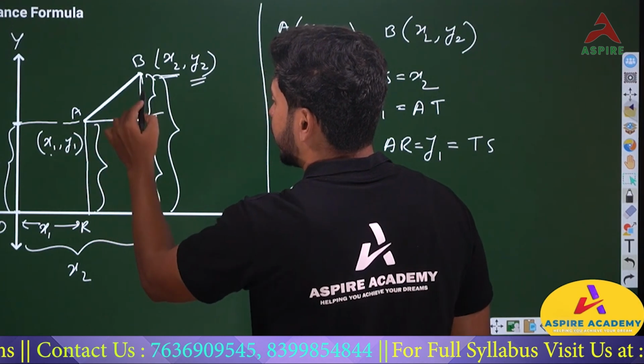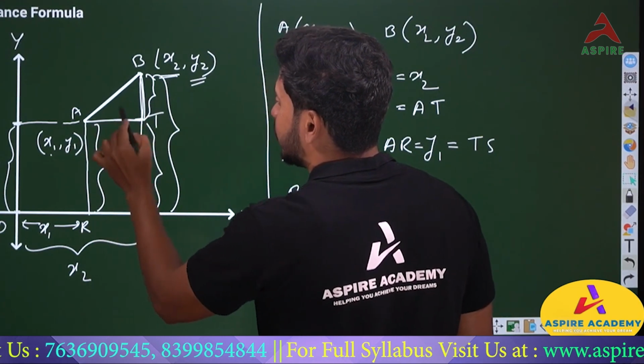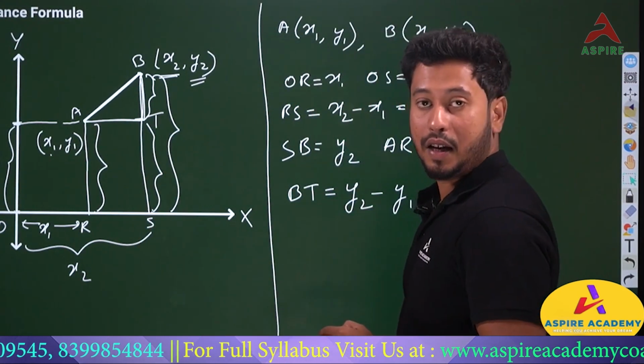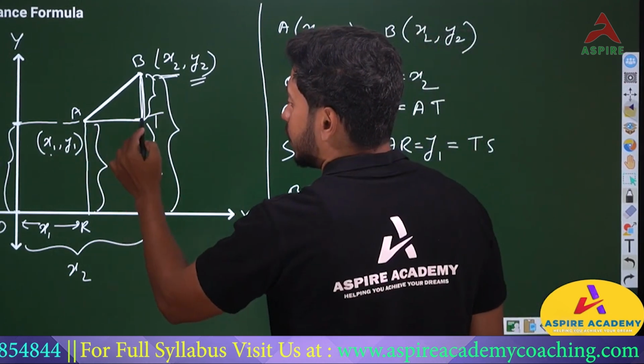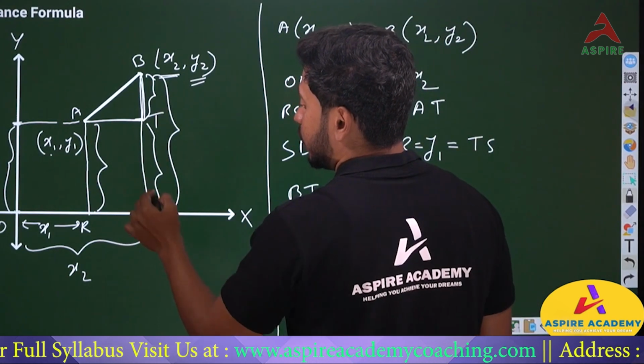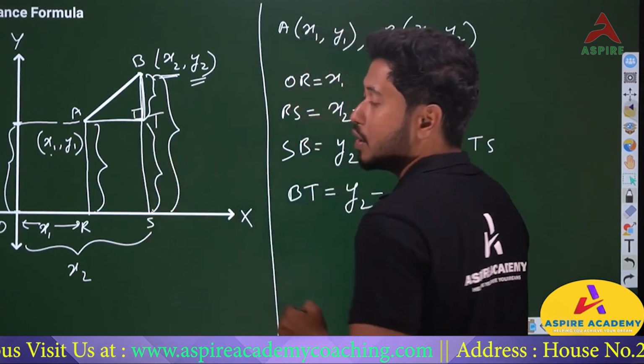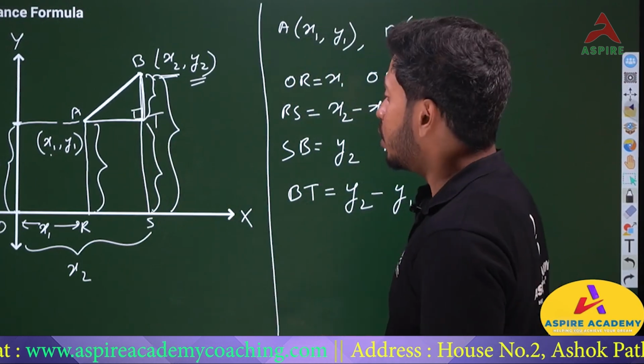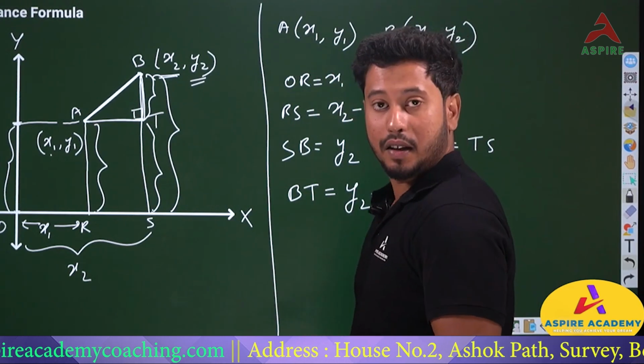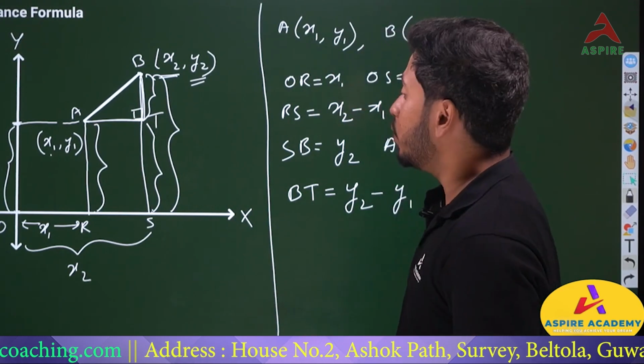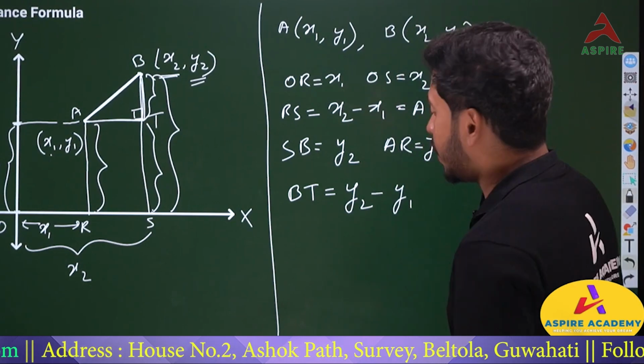Now, ATB, right? This ATB is a what? It is a right angle triangle. Why? Because this AT is perpendicular on this BS, so this angle is a right angle. So here, if it is a right angle triangle, then we can use what? We can use Pythagoras theorem, right?